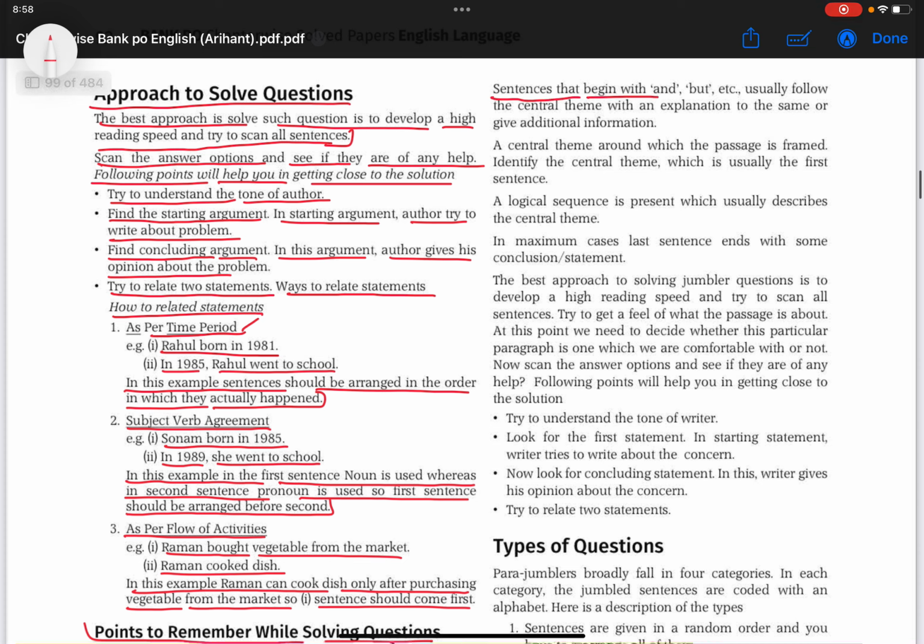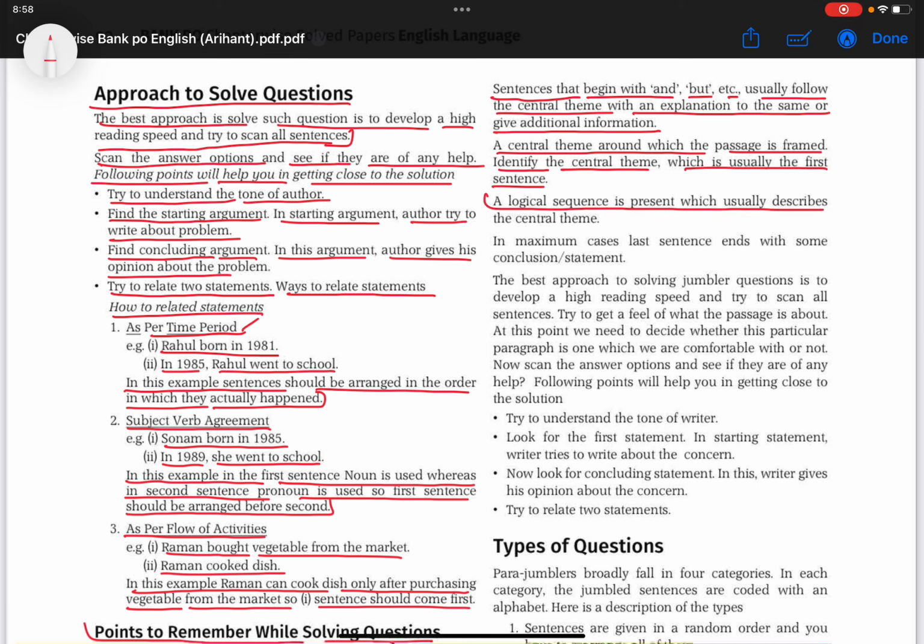Sentences that begin with "and," "but," etc. usually follow the central theme with an explanation of the same or give additional information. A central theme is the one around which the passage is framed. Identify the central theme, which is usually the first sentence. A logical sequence is present which usually describes the central theme. In maximum cases, the last sentence ends with some conclusion or statement.